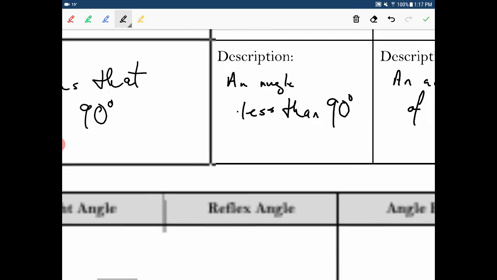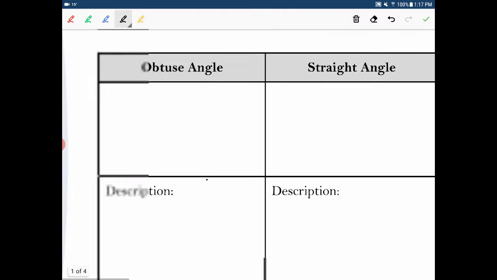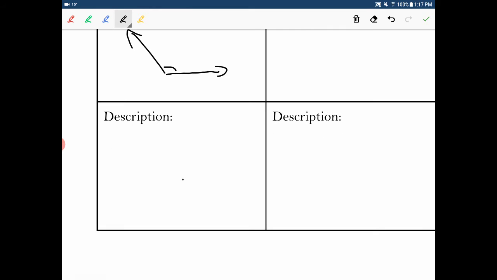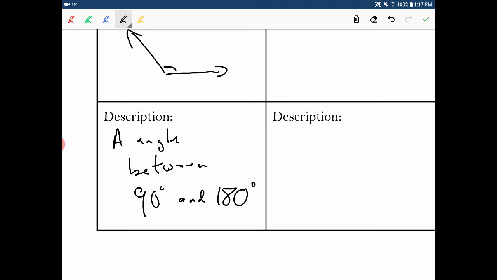Okay, so let's jump down. I'm sure you can figure out obtuse angle at this point. There's our angle right there. So it is an angle between 90 degrees and 180 degrees. It is important that it is less than 180, but it is greater than 90.